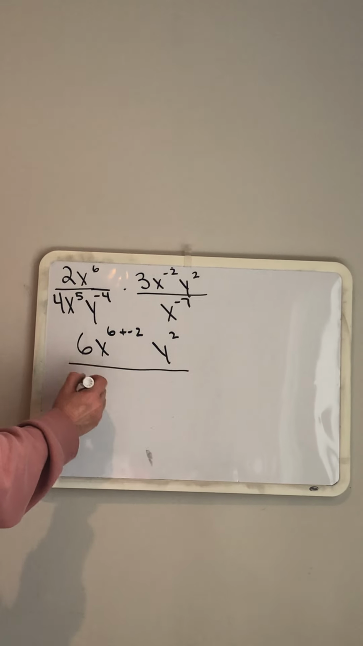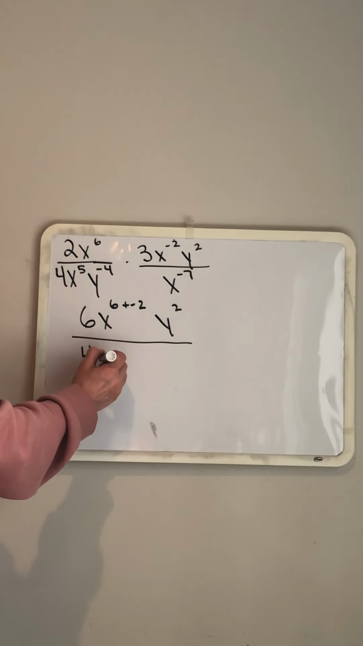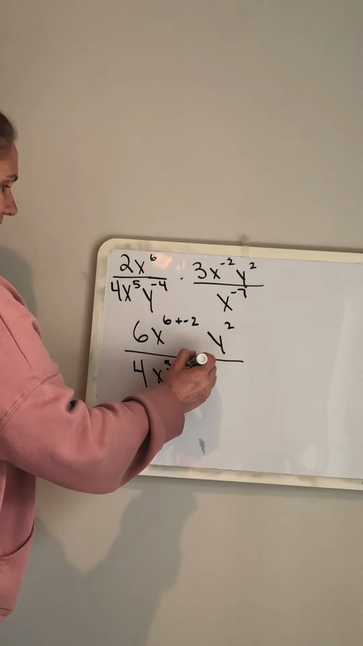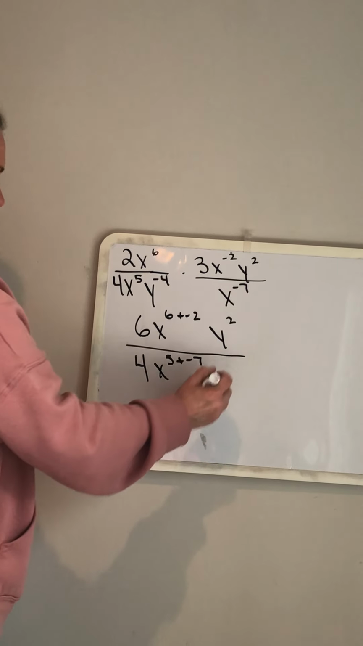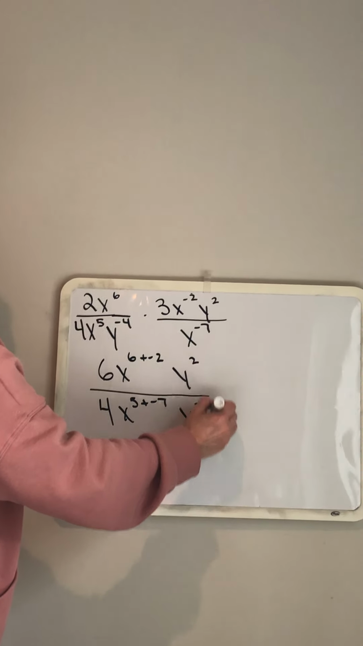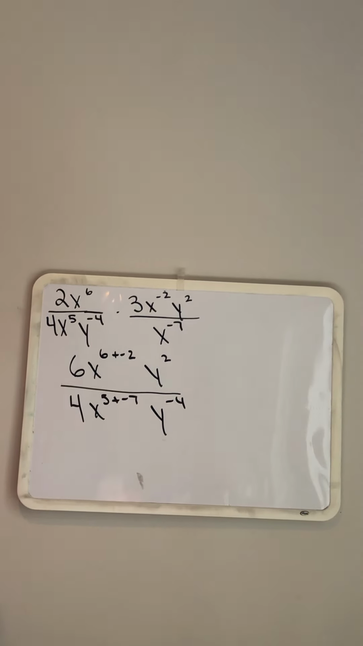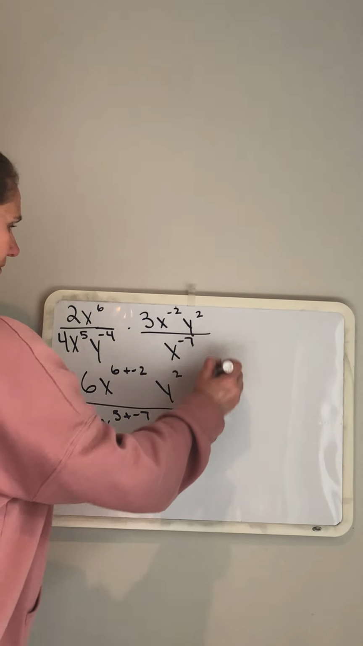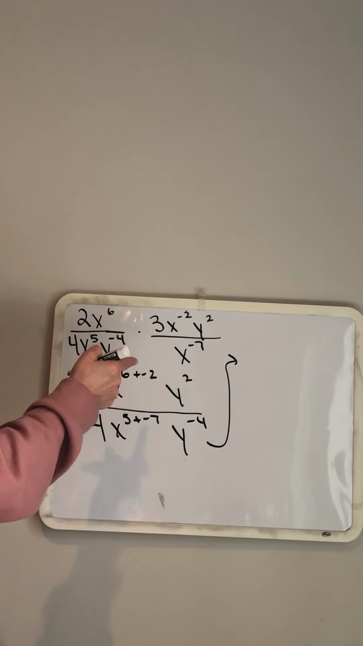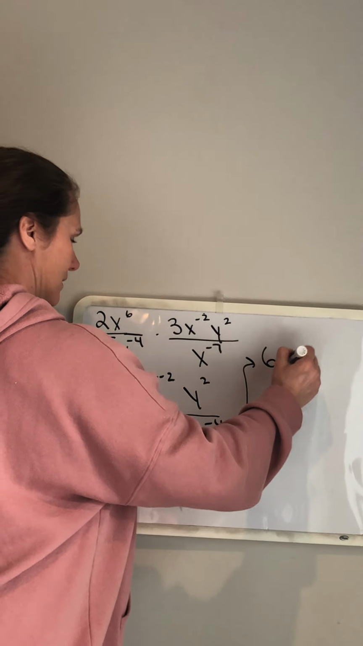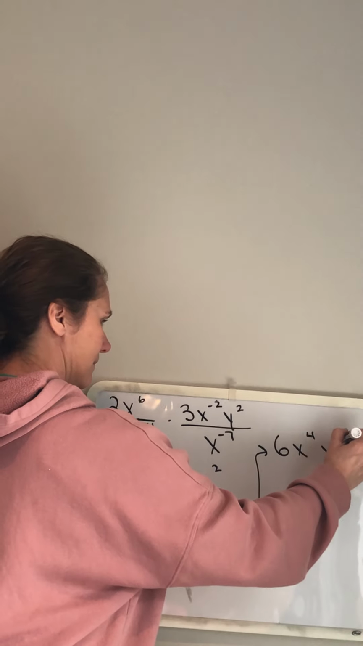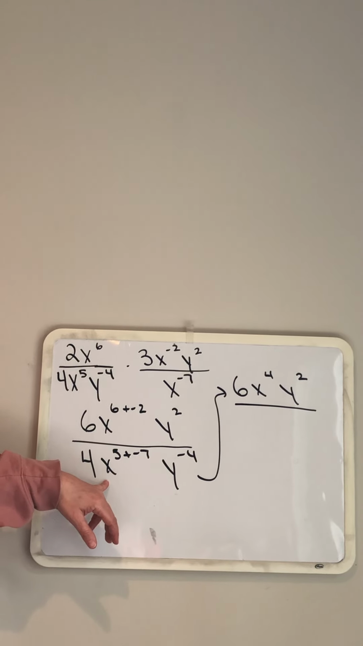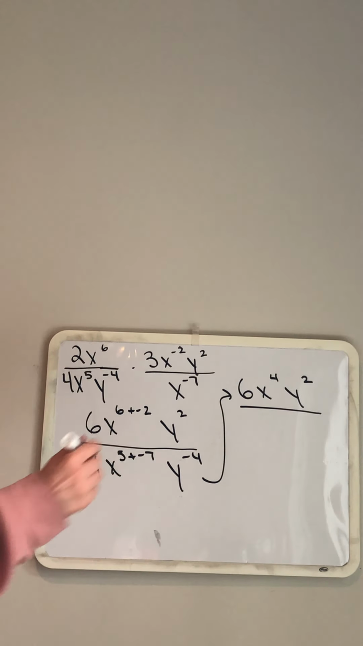In your denominator, you have 4 x to the 5th plus negative 7, because of that one, and then y to the negative 4th. So now you have 6x to the 4th, y to the 2nd, over 4x to the negative 2nd, y to the negative 4th.